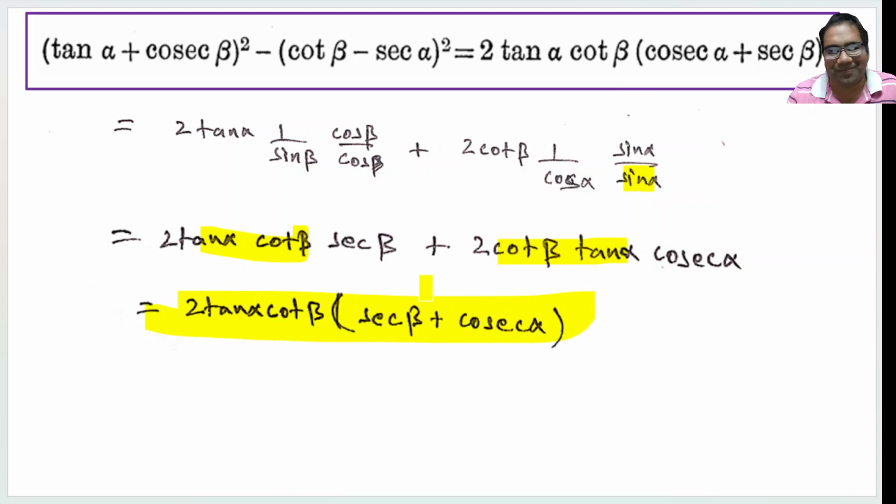This is the statement we wanted to prove. Right, guys? Simple ones. Hope you like this.